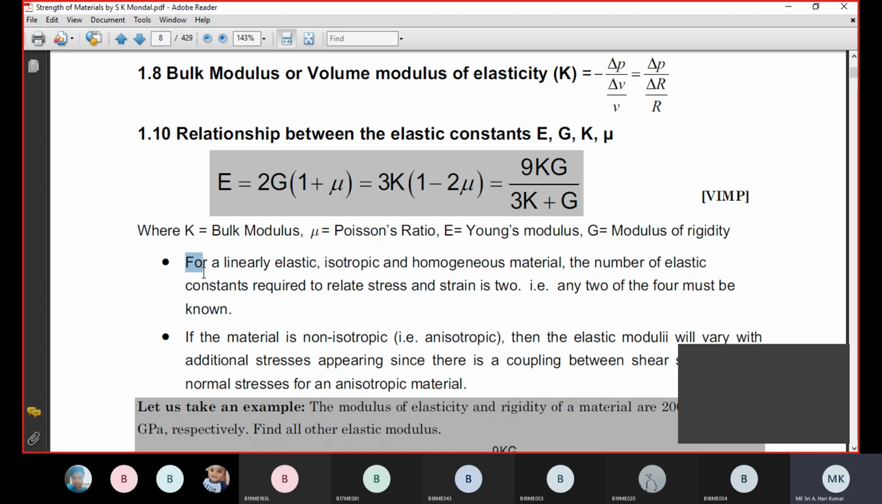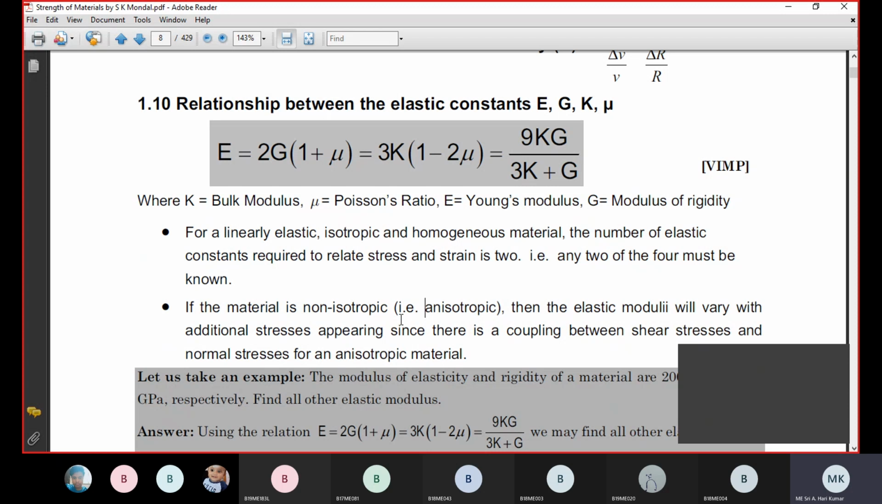And for linearly elastic, isotropic and homogeneous material, the number of elastic constants required to relate stress and strain is only 2. Hence, out of these 4, if we know any 2, we can establish a relationship between stress and strain. So we need not know all the 4. At least 2 must be known.